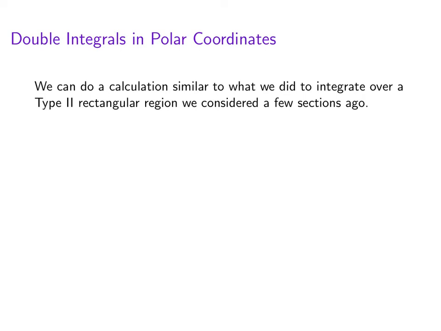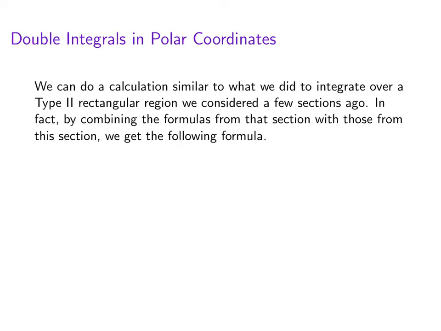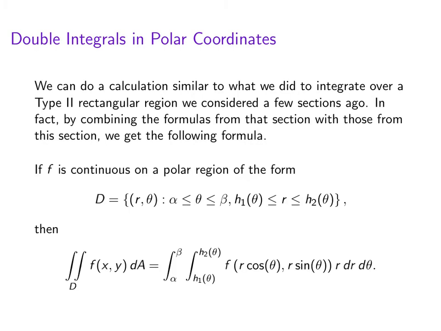In order to evaluate integrals over regions like this, we'll do something similar to what we did earlier, where we integrated over type 2 rectangular regions. We can combine the formulas from that section with those from this section, and we get this formula. If you have a function that's continuous on a polar region that looks like the set of all points r theta, where theta goes between alpha and beta, and r goes between h1 of theta and h2 of theta, then you can write the double integral of f over the region D as this iterated integral.